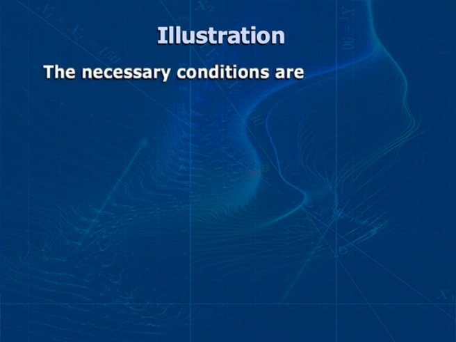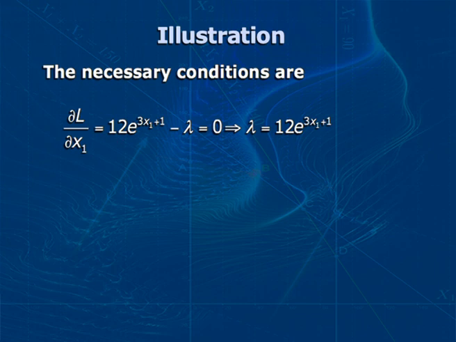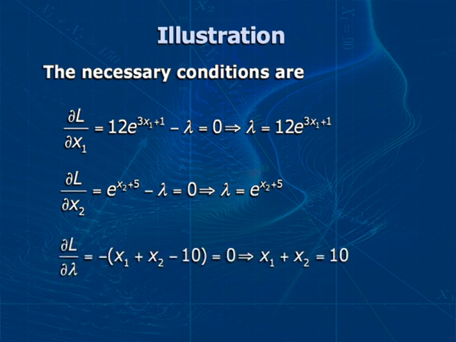The necessary conditions are ∂L/∂x1 = 12e^(3x1+1) − λ = 0, which implies λ = 12e^(3x1+1), and ∂L/∂x2 = e^(x2+5) − λ = 0, which implies λ = e^(x2+5). ∂L/∂λ = −(x1 + x2 − 10) = 0, which implies x1 + x2 = 10.